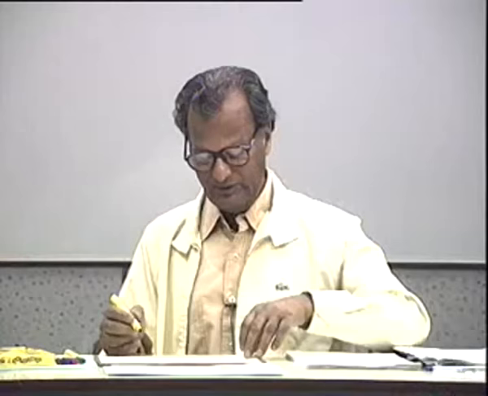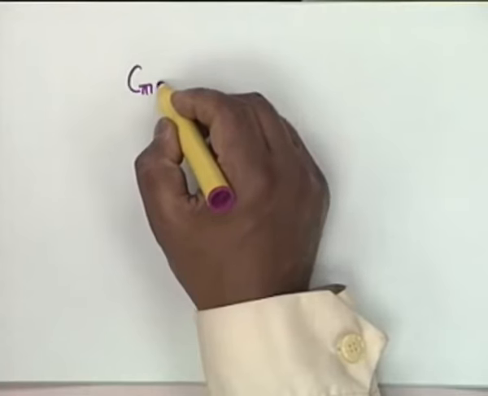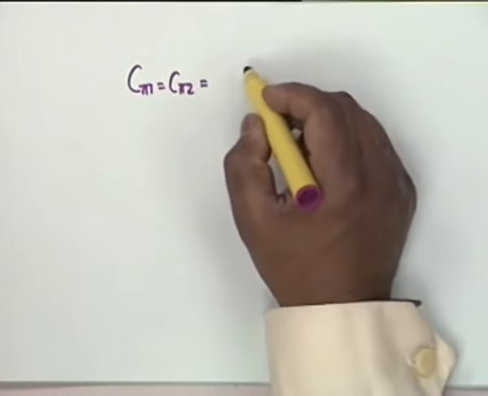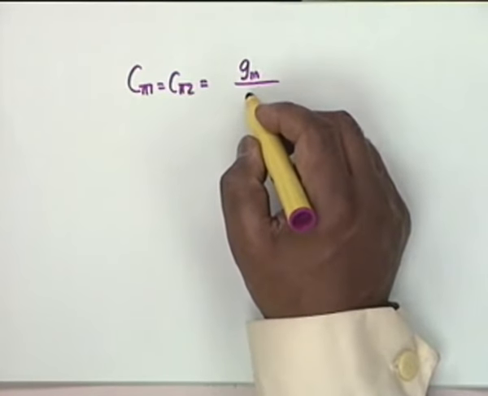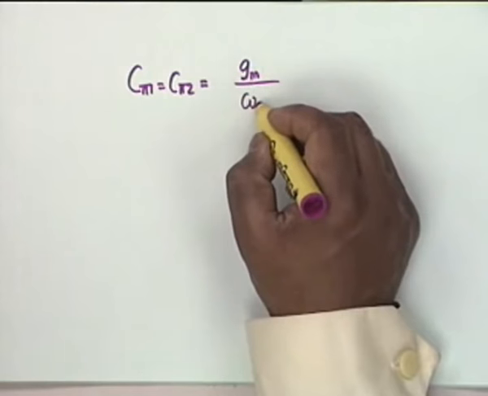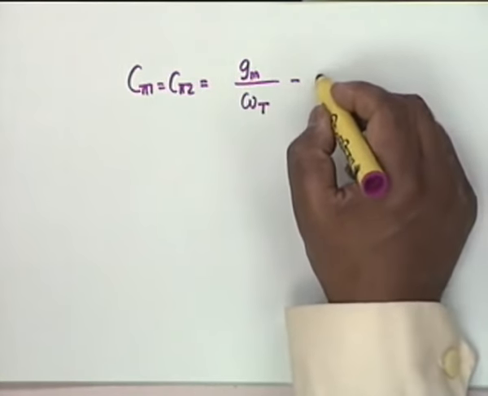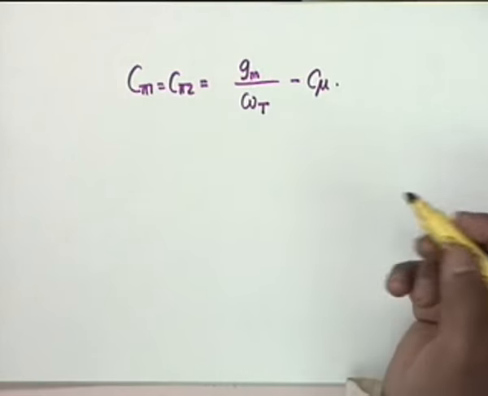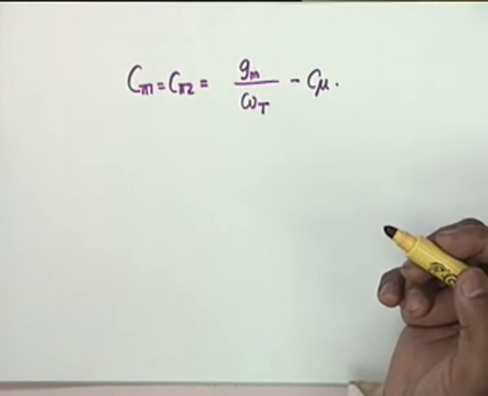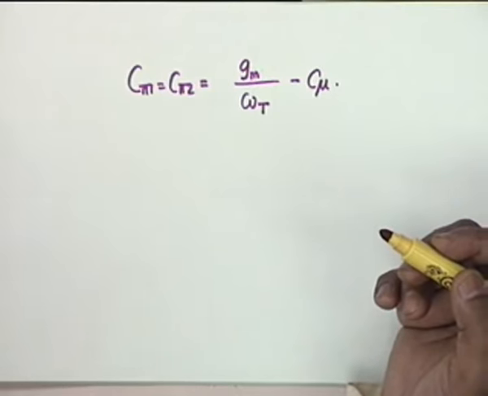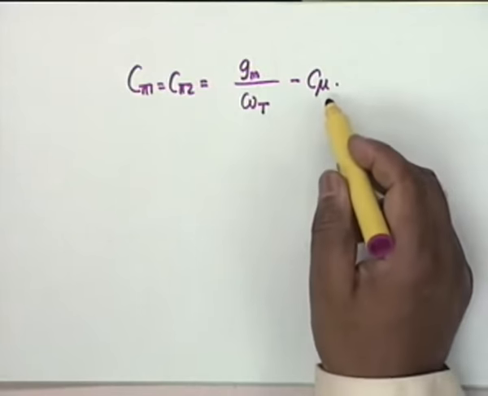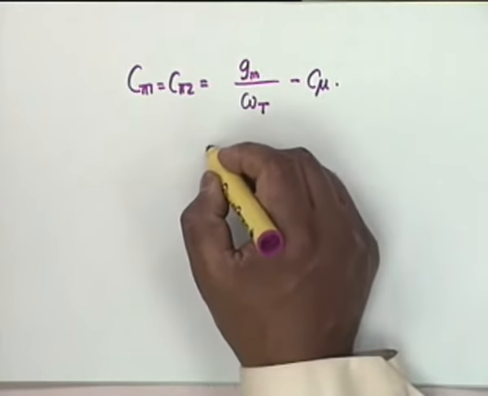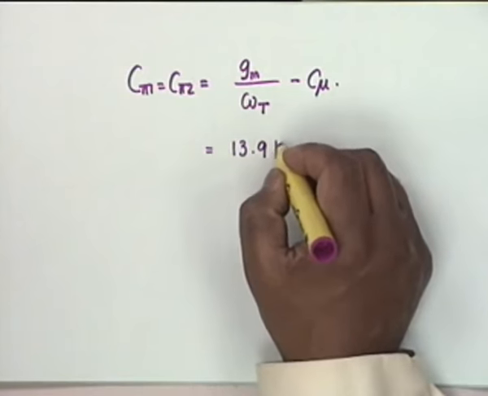This means that you have to find out C pi 1 and C pi 2. C pi 1 is equal to C pi 2, which is GM divided by omega T, remember this, minus C mu. GM is 40 millimole, yes, 40 millimole, and omega T is 2 pi times 400 times 10 to the 6. From that you subtract C mu, and the result is 13.9 pF.